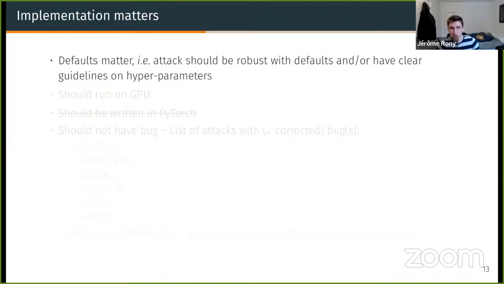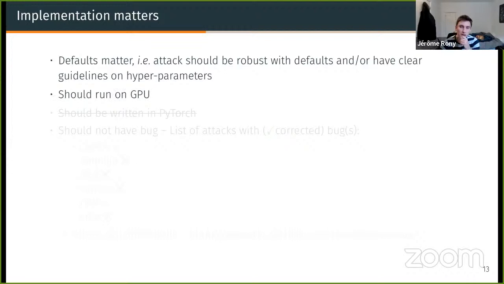First, defaults matter. Like I said, the attack should be robust, and that means the defaults should be good. If they are not, there should be clear guidelines on how to choose the parameters or hyperparameters of the attack. The reason is that if you don't have that, people are going to use an attack as it was in the original publication, where the conclusions were that the attack is very good, and then they use it to evaluate the robustness of a model, and they wrongly conclude that the robustness is very good. But it's just because the attack doesn't work.